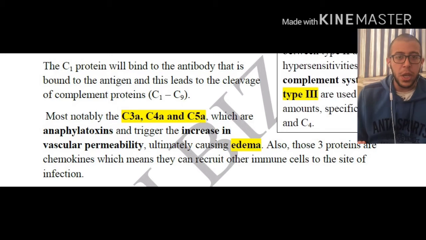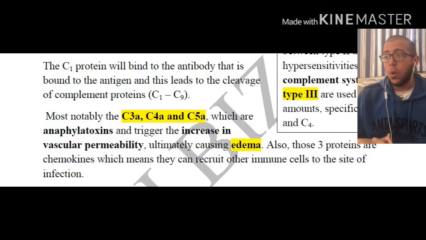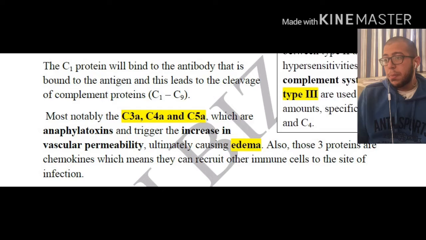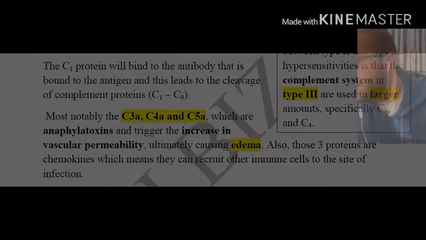And also, as we all know, edema is essentially the swelling of a certain part of our body due to, well, the excess presence of water. Also, these three proteins are chemokines, which means they can recruit other immune cells to the site of infection. Now, why is this important?